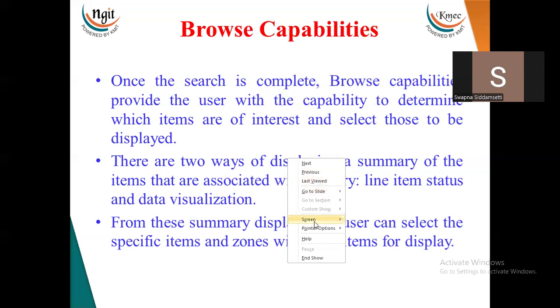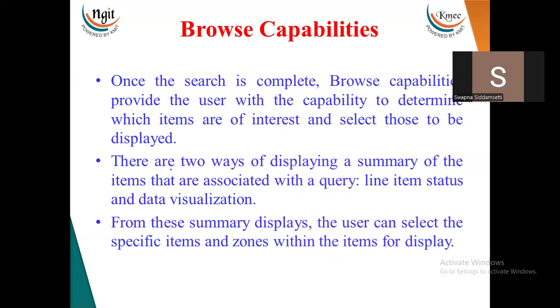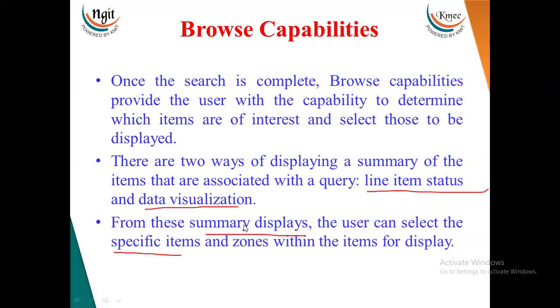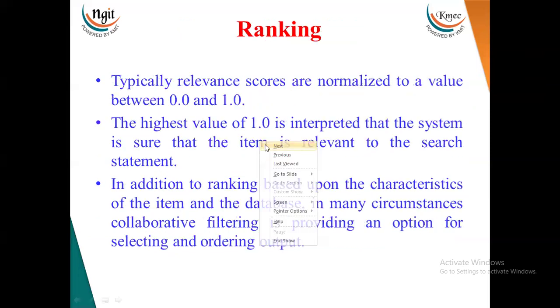If you take up the browse capabilities, whenever you write one keyword, the keyword will have a summary and an associated query. That associated query or summary will be displayed in two forms: visualization and line item status. According to this summary, the user can select the specific items and zones related to that item.